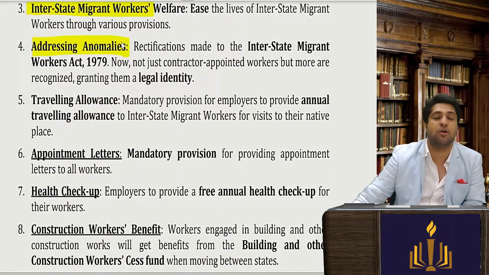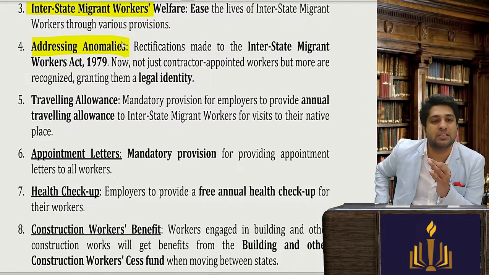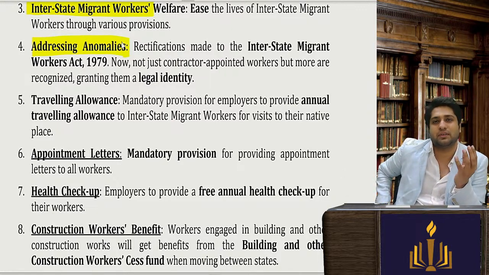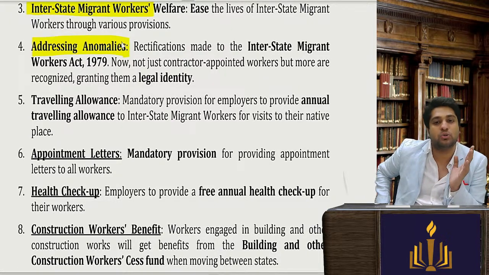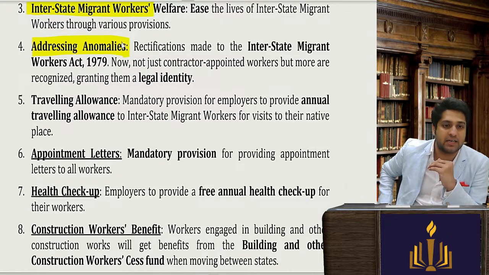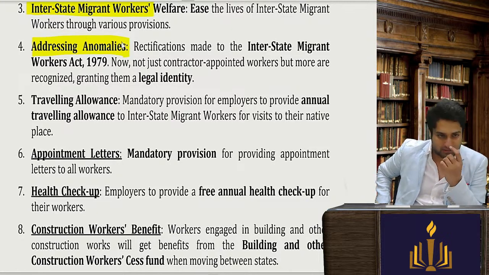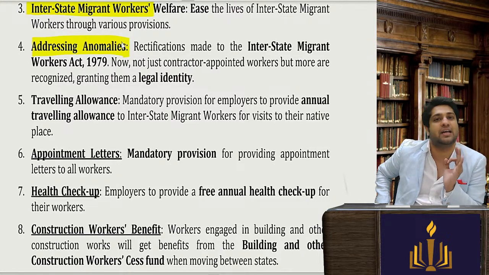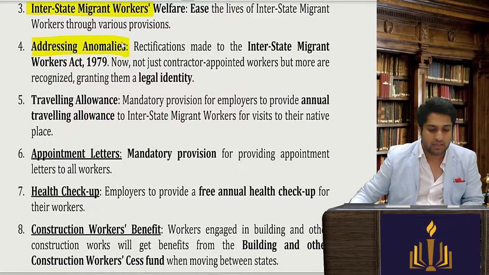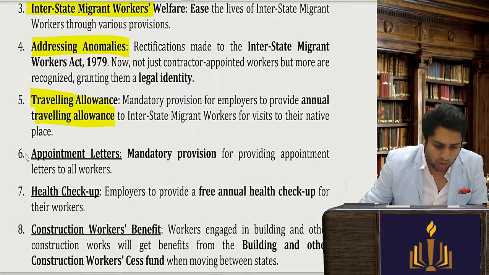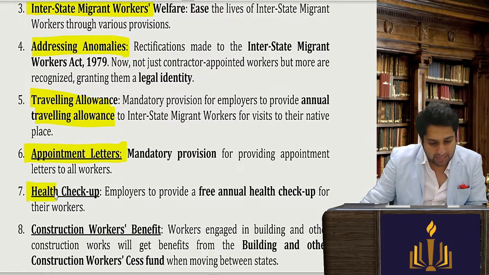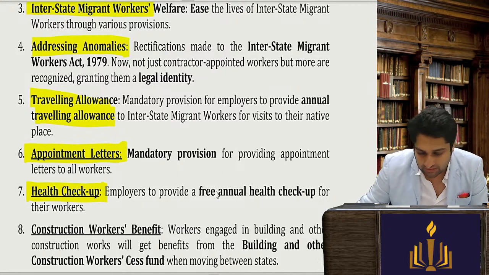First, addressing anomalies. Anomalies means what? Earlier, there was no definition and it was always in the gray area. But now it has been defined who is a migrant worker, and it has been stated that benefits have to be given to them. So legal identity has been given to these people working at such lower levels also. Traveling allowance should be given. Appointment letters should be made with them. Health checkup should be done at least once a year.